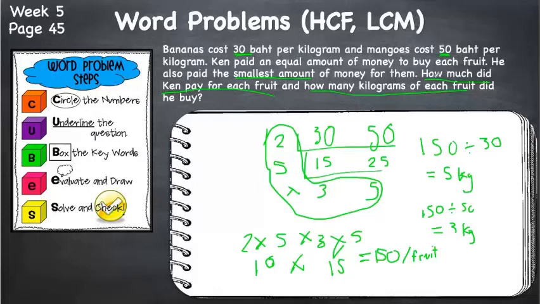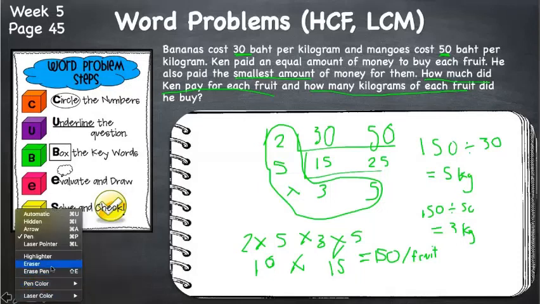So we have finished answering 2 questions in this problem. So Ken spent 150 baht per fruit, and he also bought 3 kilograms and 5 kilograms of fruit, right? So that's the word problem for today. We can actually try solving one word problem in your book together so that everyone can have a head start.